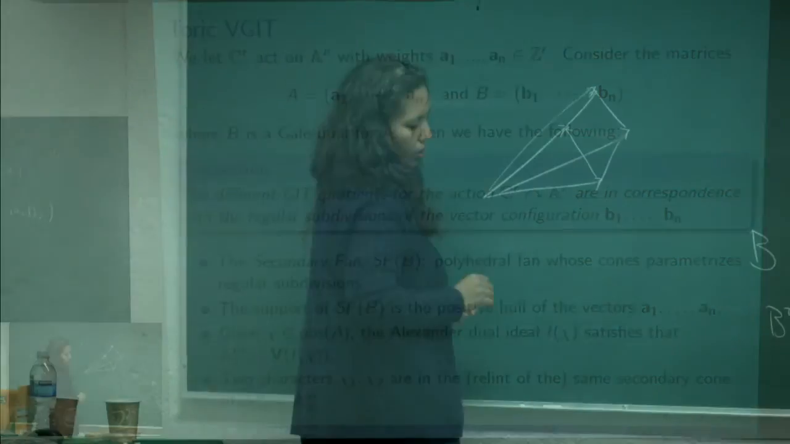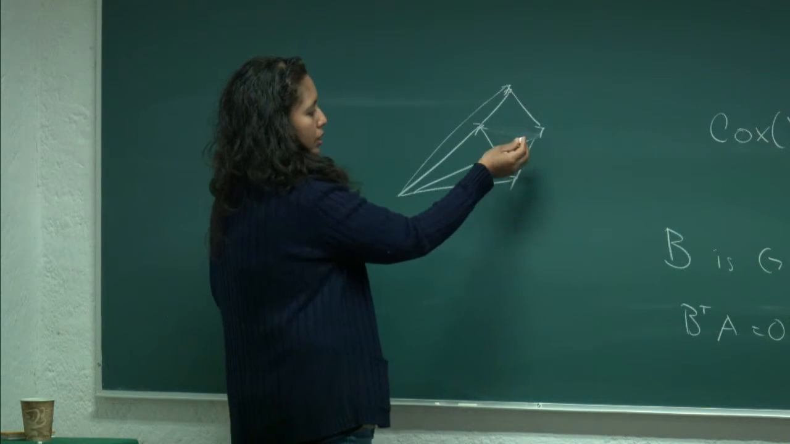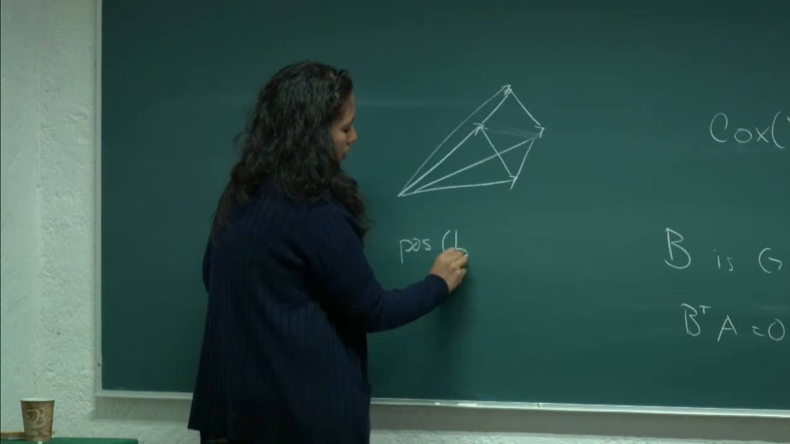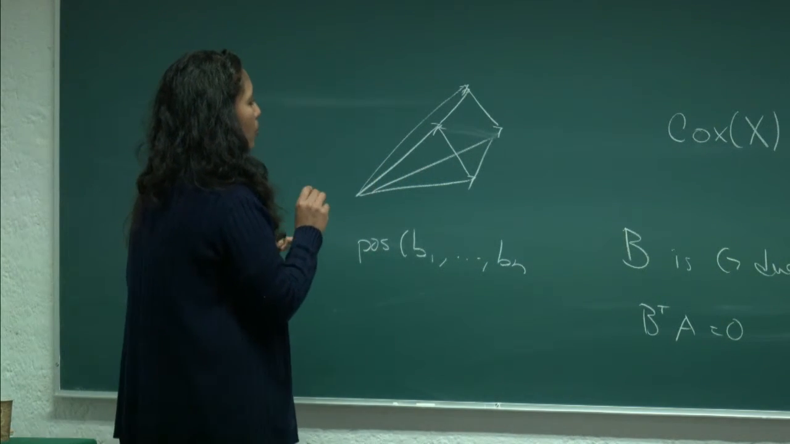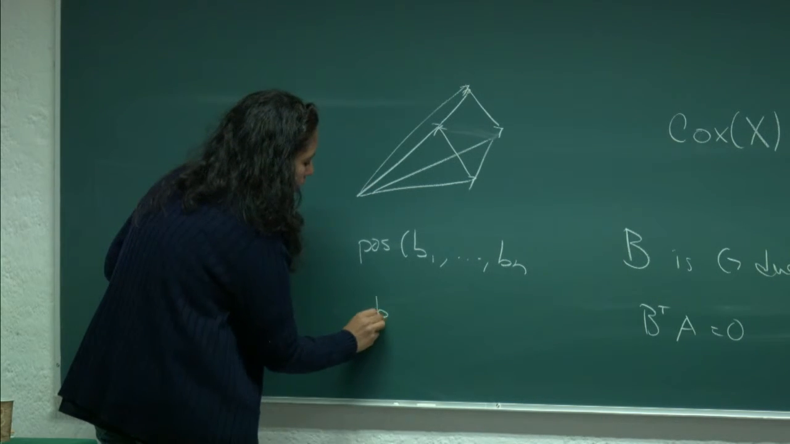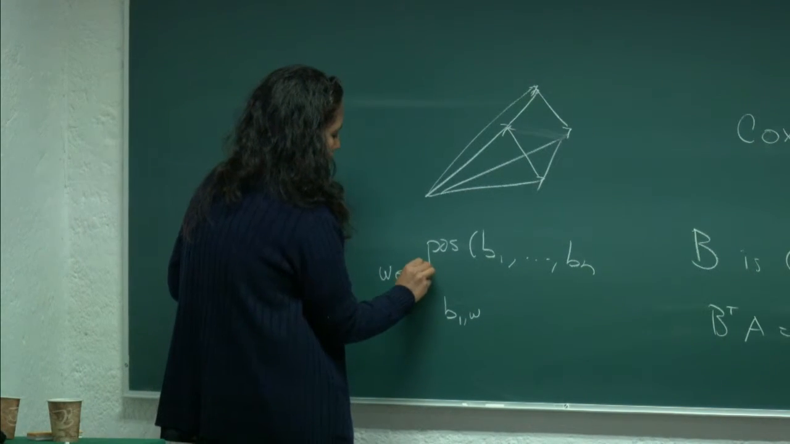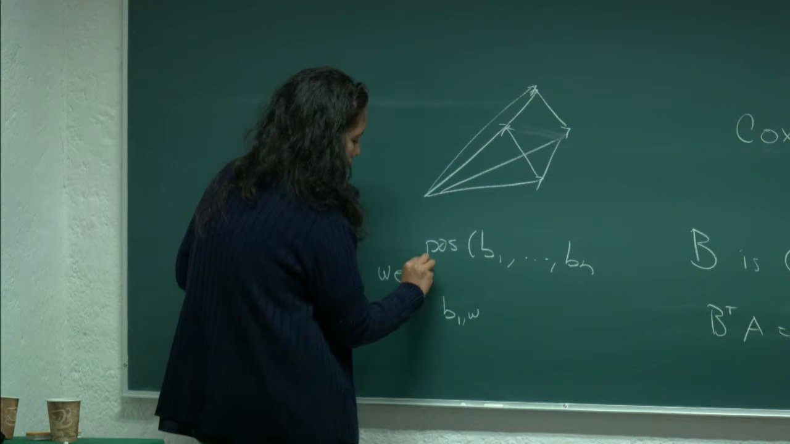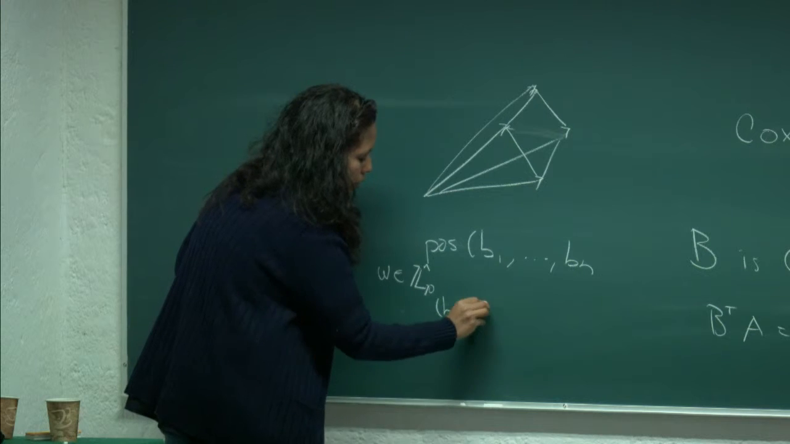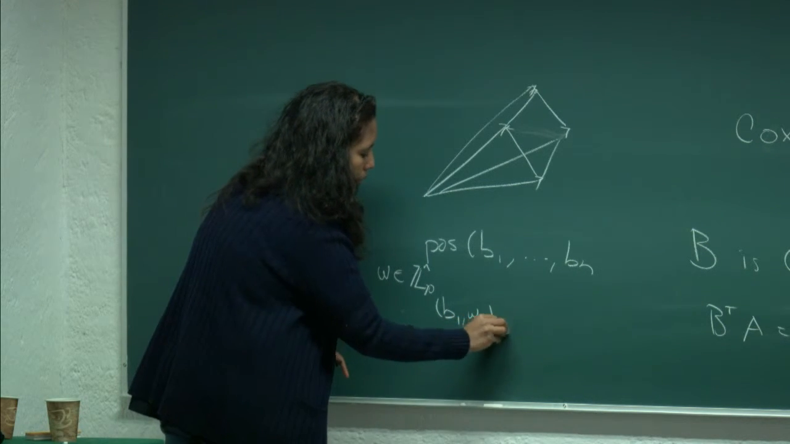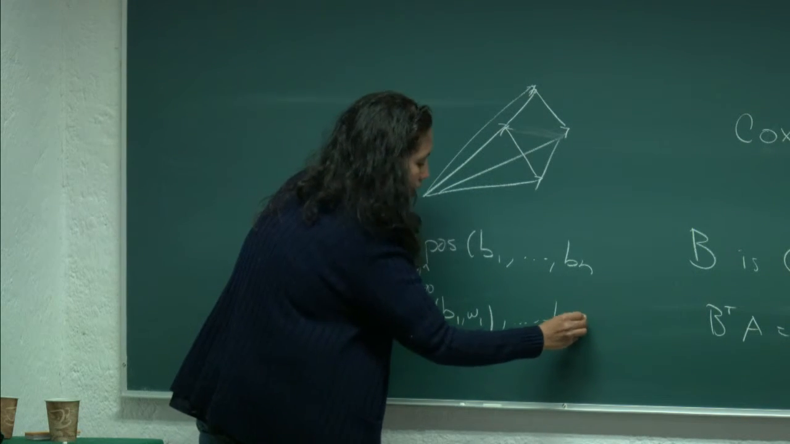So what's a regular subdivision? It's a subdivision of the cone defined by this. You consider the positive hull of v1 up to vn, and you want to subdivide, but not in just any way. You subdivide in the following way. You choose weights w in R^n, sufficiently large, or positive at least, and you make the point b1 with the entry w1, up to bn with the entry wn.